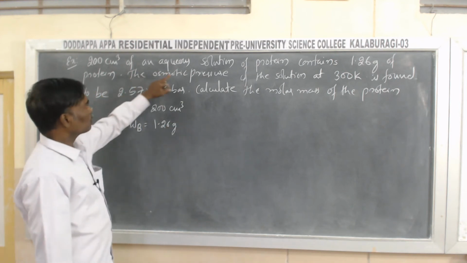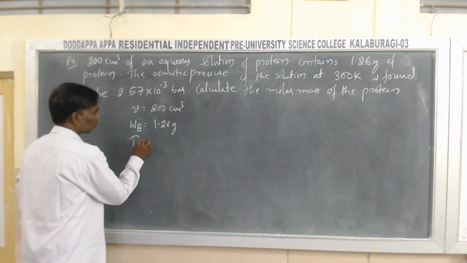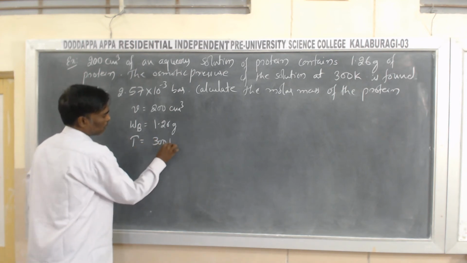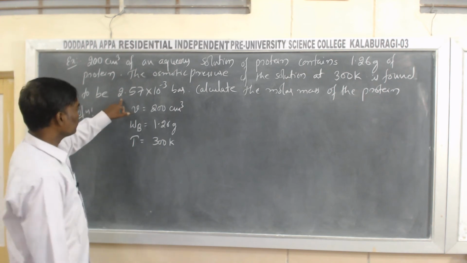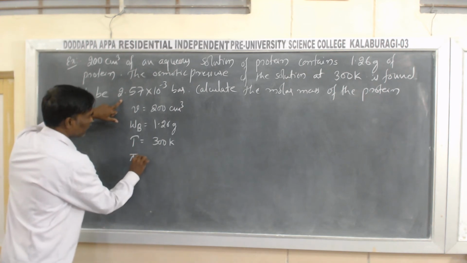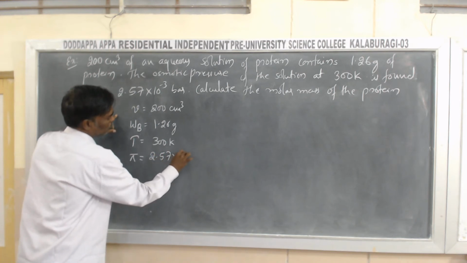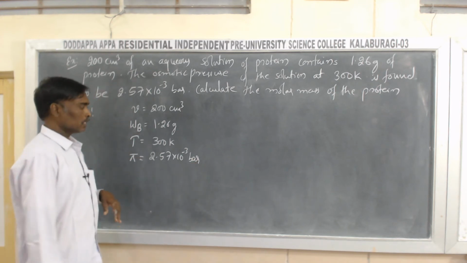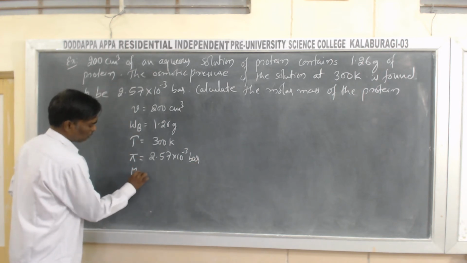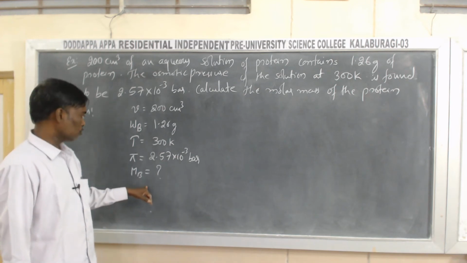Then the osmotic pressure of the solution at 300 Kelvin. So the absolute temperature is 300 K. Its osmotic pressure is written as pi. Pi is equal to 2.57 into 10 raised to minus 3 bar. Then calculate the molecular mass. MB is equal to question mark, the molecular mass of protein.